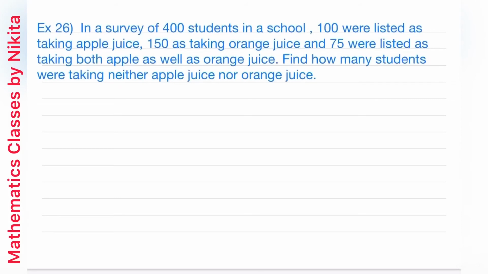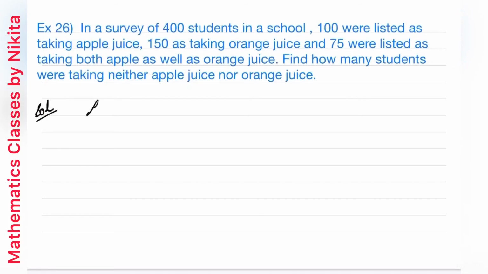Example number 26. In a survey of 400 students in a school, 100 were listed as taking apple juice, 150 as taking orange juice, and 75 were listed as taking both apple as well as orange juice. Find how many students were taking neither apple juice nor orange juice. Now again here we are talking about the number of the students taking apple juice and taking orange juice. So first let us just define the sets.